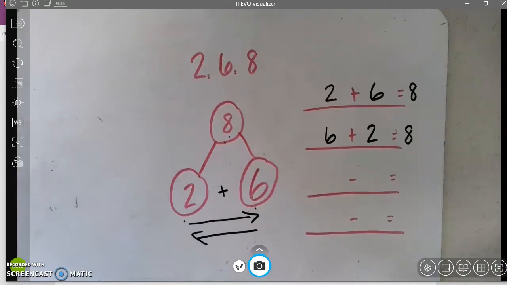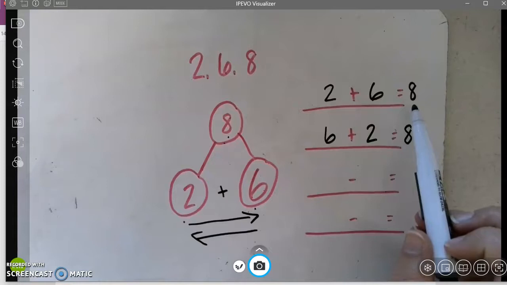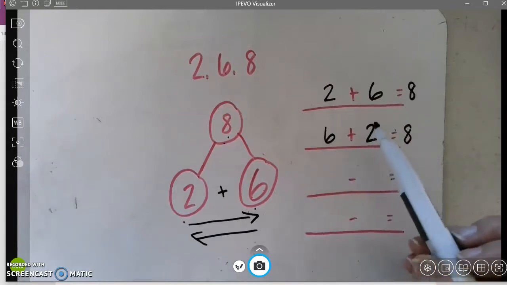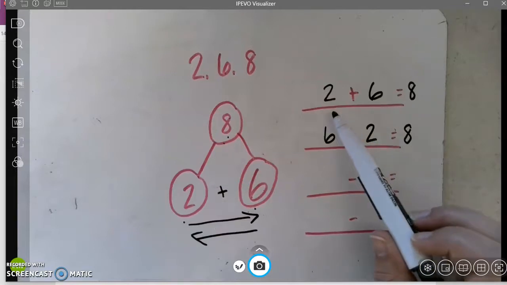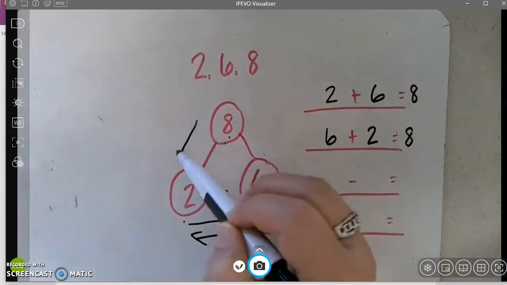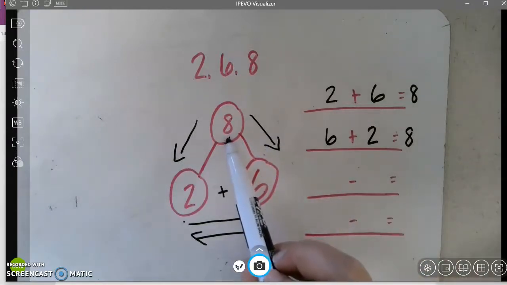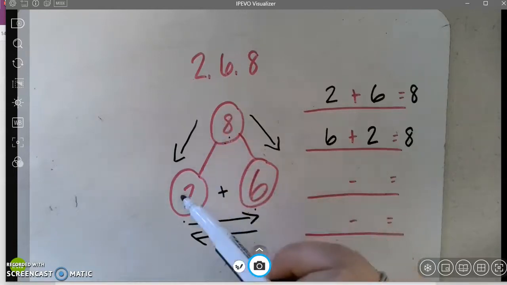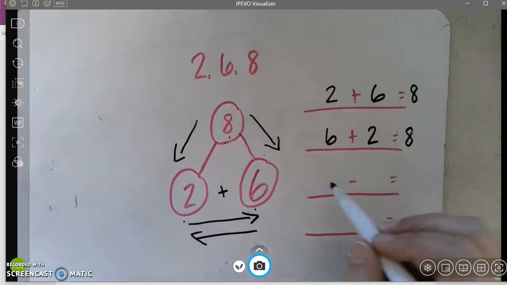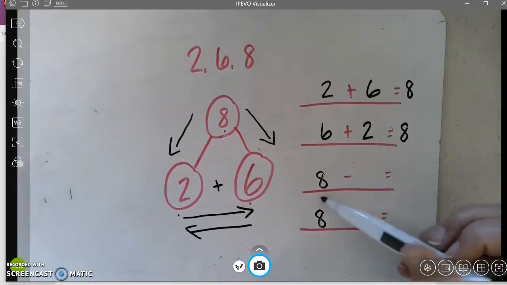Now, for subtraction, it does matter what number goes first. Because if we say 2 minus 6, that doesn't equal 8. Never mind, let me just tell you how it goes. Looking at the number bond, our 2 subtraction problems start with the whole. Start with a whole, and then we subtract going down both sides. So both of these subtraction problems are starting with our whole number.